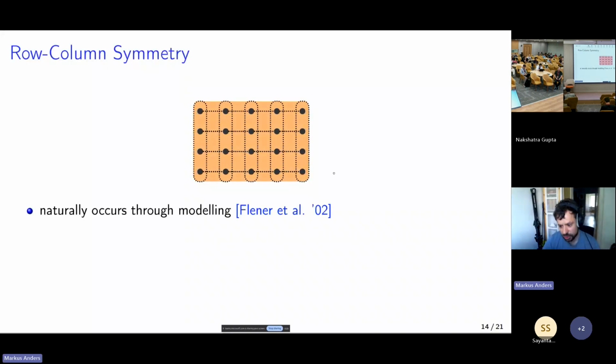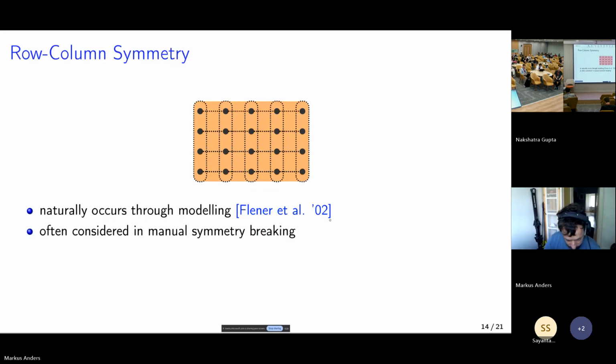Row column symmetry has been studied quite extensively, and it has been argued long ago that row column symmetry occurs naturally when you model certain things. So for example, if you have a relation between two different objects and these two objects are arbitrarily interchangeable by symmetry, then you will have a row column symmetry. For example, pigeons and holes. You've heard this before probably.